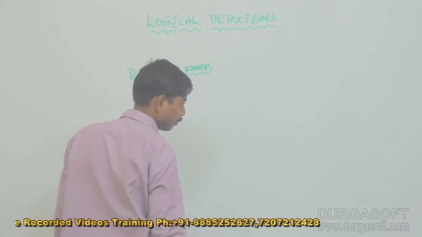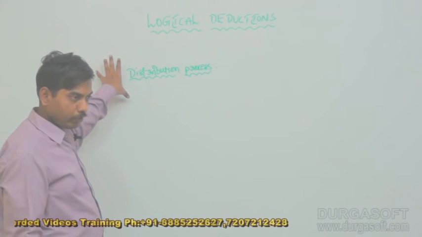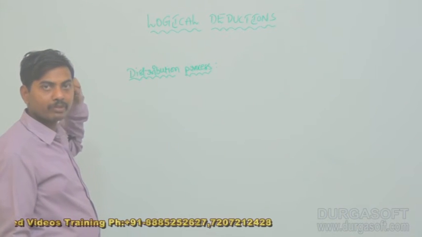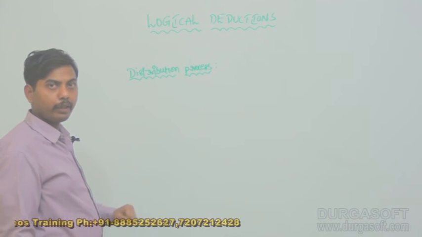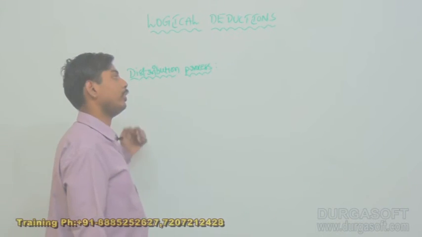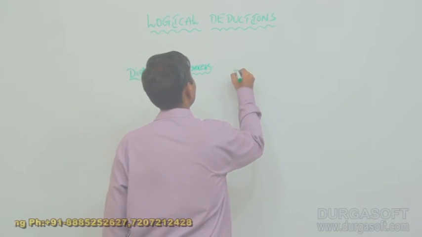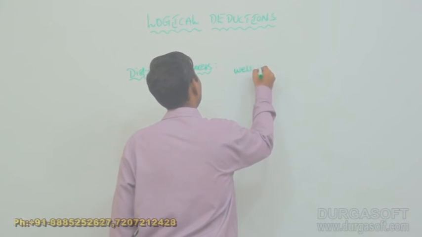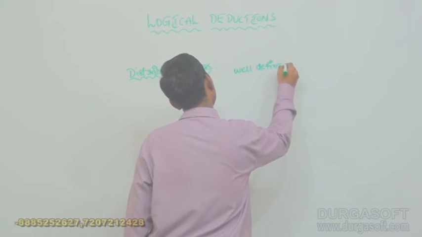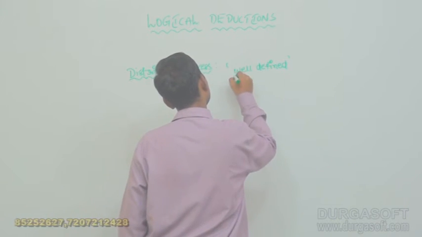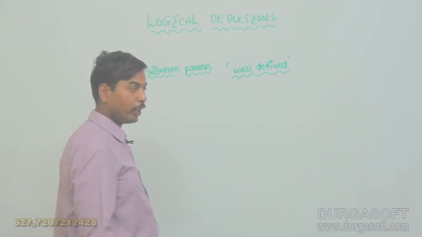Let us focus on the distribution process here. Distribution process means well defined in nature. If you talk about something that should be very well defined in nature, that is what we call a distribution process. Distribution process means well defined, and moreover, distribution process we are supposed to talk about between subject and predicate only.